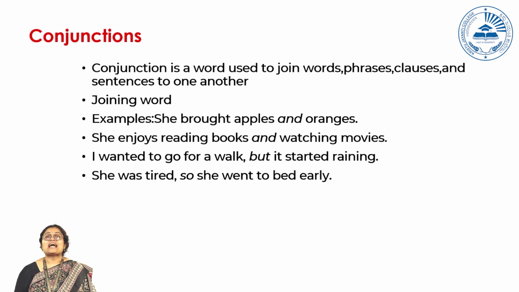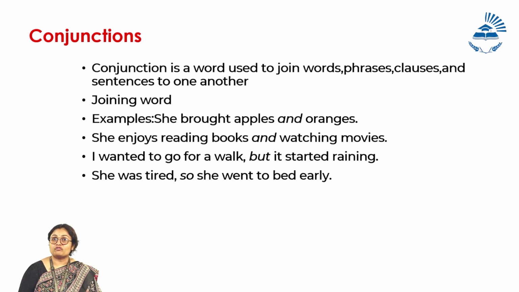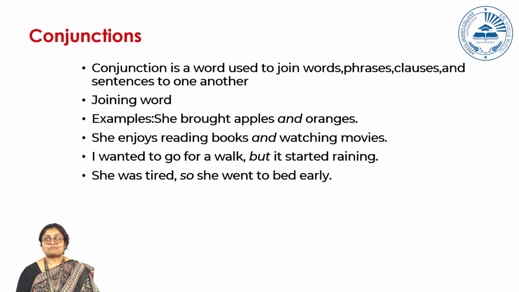So we will just have a look at a few examples. Look at the first sentence. She brought apples and oranges. There the conjunction and is used to join two words, basically the names of two fruits, apples and oranges. We will look at a few other examples. She enjoys reading books and watching movies. Here conjunction and is used again to join two phrases, reading books and watching movies.